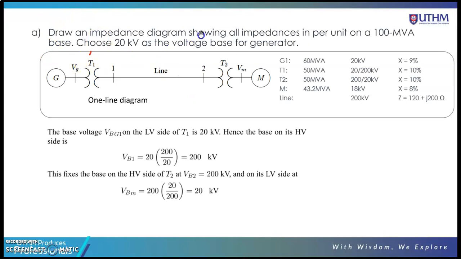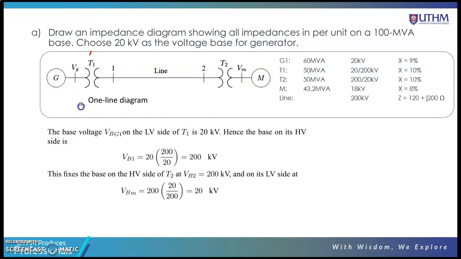Draw the impedance diagram showing all the impedances in per unit based on 100 MVA base, and choose 20 kilovolt as the base voltage for the generator. Now you have to determine V base for the generator equal to 20 kilovolt, which is the new base, while the old base of the generator is 30 kilovolt.